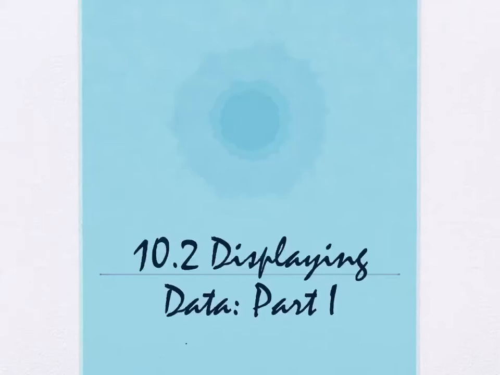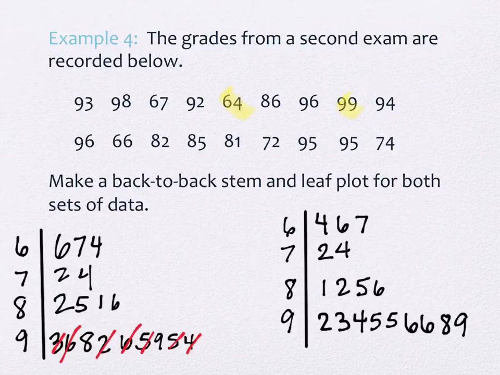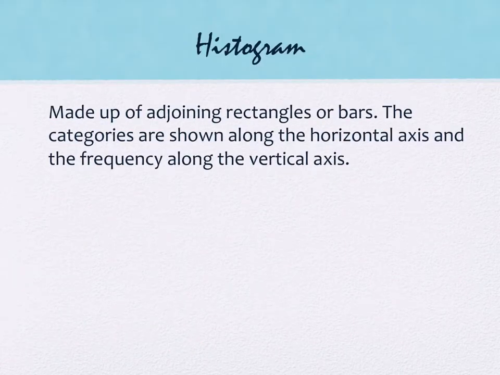So we're going to pick back up where we left off in section 10.2, talking about displaying data. And we had talked about a histogram, and I'd like to review just a tiny bit about that because it's very similar to what we're going to do on the next one. A histogram, if you'll remember, has adjoining rectangles or bars, so they're right beside each other, connected. The categories are shown along the horizontal and vertical axis.